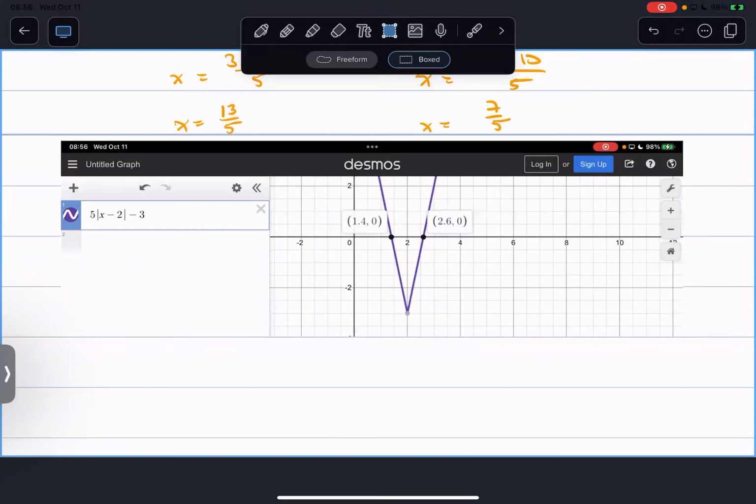13 over 5 is 2.6. Then this one is hopefully 1.4, 7 over 5. Seems reasonable. Nice.